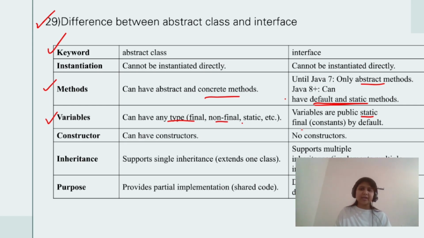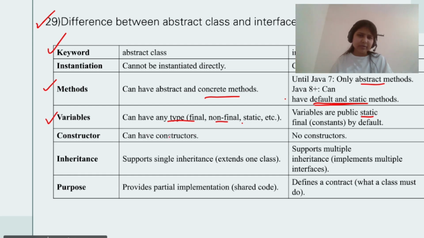So static and final you have to remember, but in the case of an abstract class you can have any kind of variable: final, non-final, static, anything you can have. Then we have constructors. An abstract class can have a constructor, but an interface cannot have any constructor. We know that. Inheritance: with single inheritance you extend one class, with multiple inheritance you implement multiple interfaces.